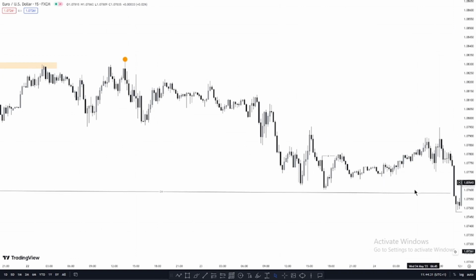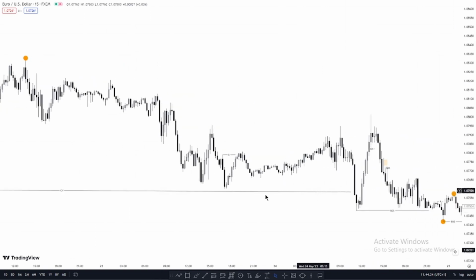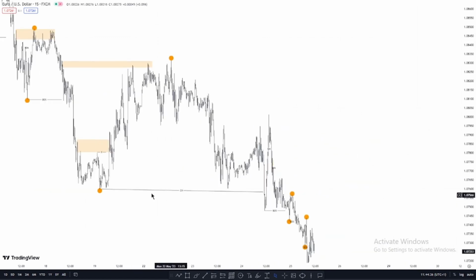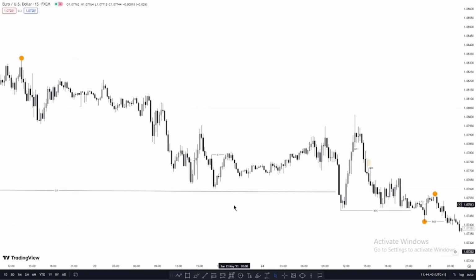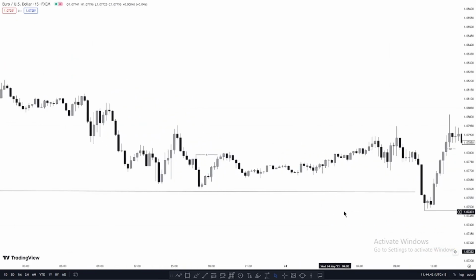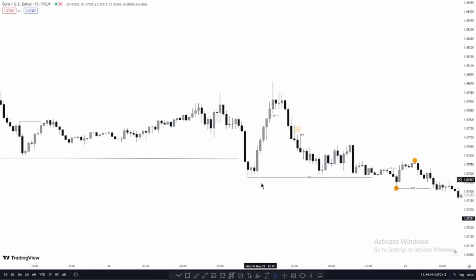Now, after that, take a look. Price came and violated the structure. This major structure here. Remember this major structure? Price now violated it downward. Okay. So take a look at this. After this is a low. Is this a valid low? Check. Is this a valid low?